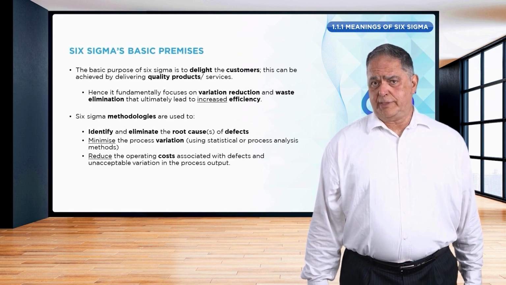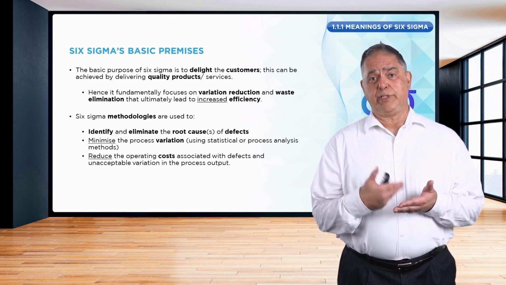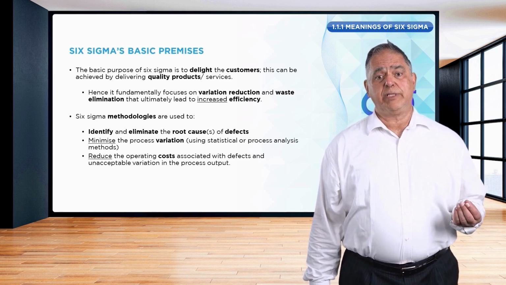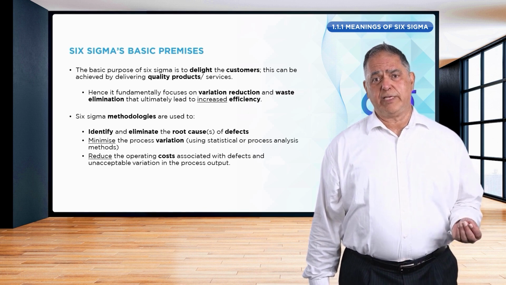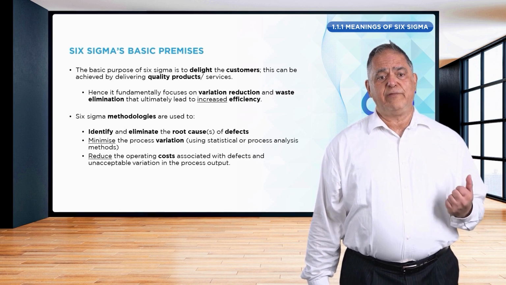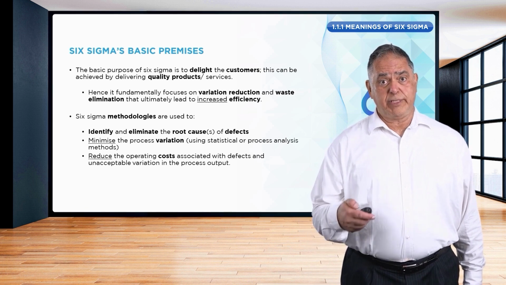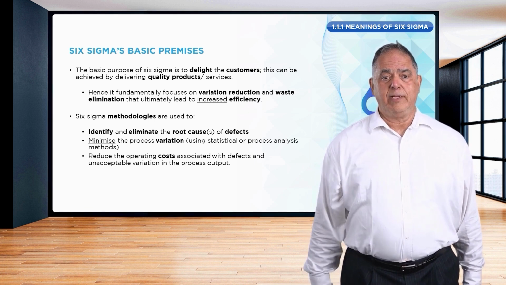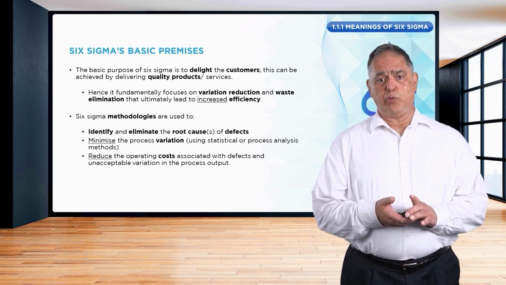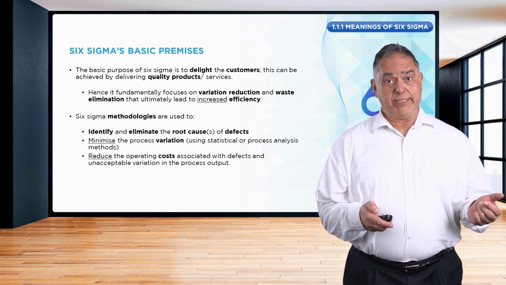Some of the basic premises of Six Sigma. The basic purpose is not only to satisfy the customers by meeting their requirements, but it is also about delighting the customers and improving customer satisfaction and customer loyalty. These can be achieved by delivering high-quality products and services that are of consistent quality. So, variation reduction and waste elimination. These are two of the main focal points associated with the Six Sigma discipline.